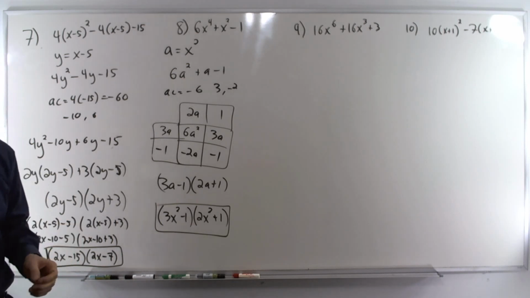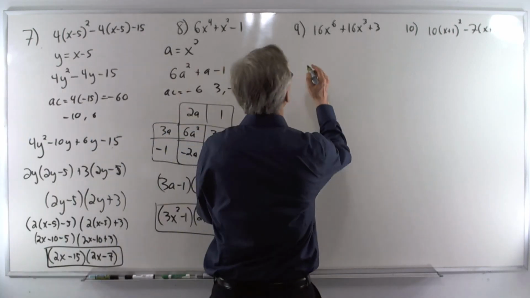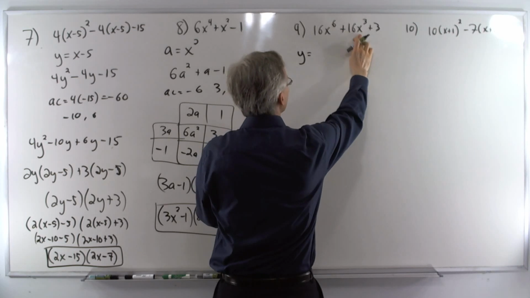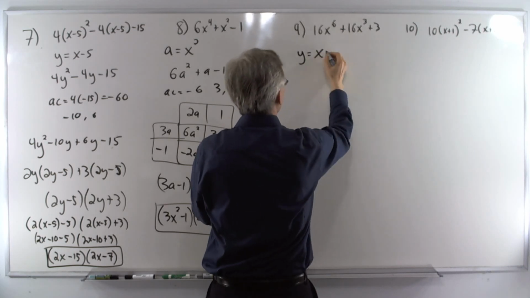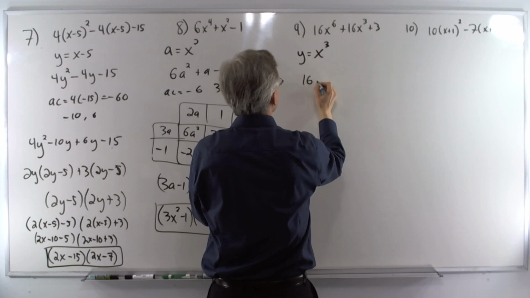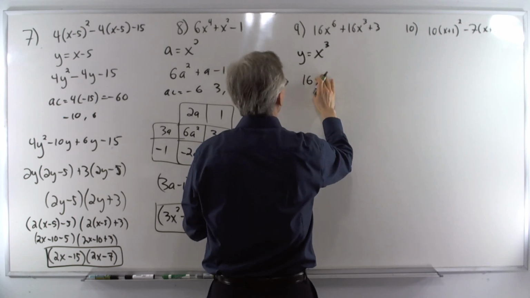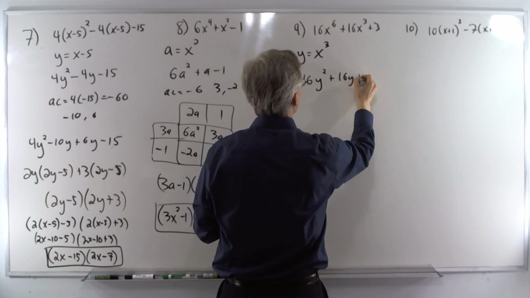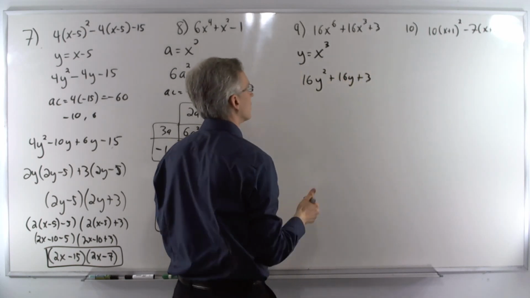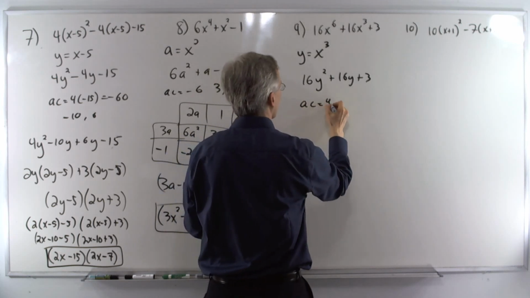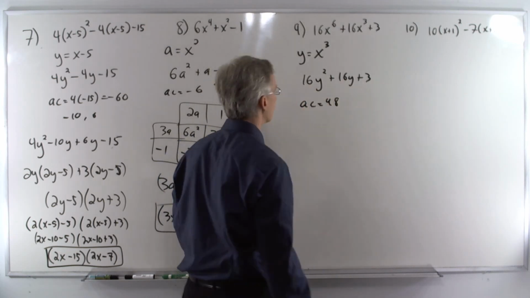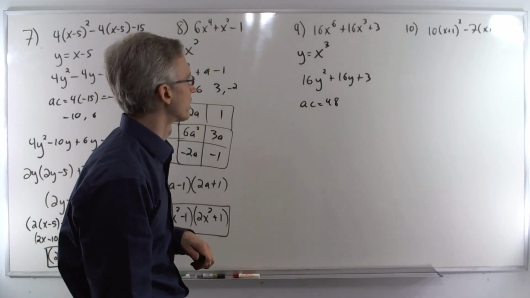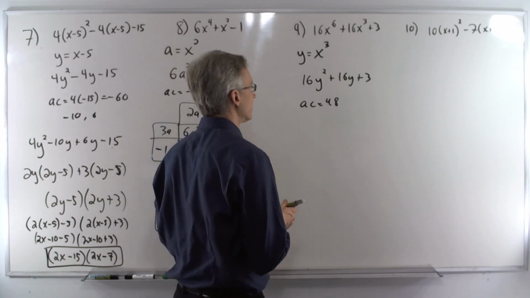All right, we've got another higher power here. So use y this time equal to the variable part of the middle term, so x to the third power. So that gives us 16y squared plus 16y plus 3. AC is 48, 16 times 3. Now we need two numbers that multiply to get 48 and add to get 16.